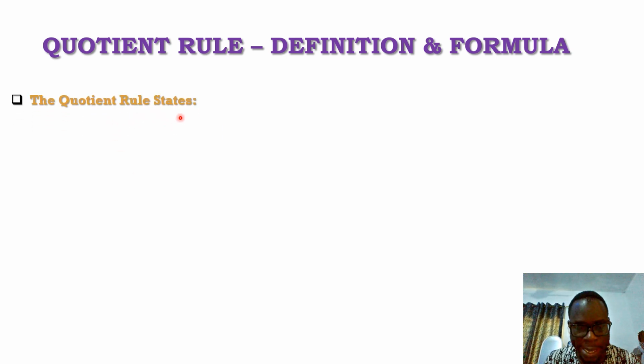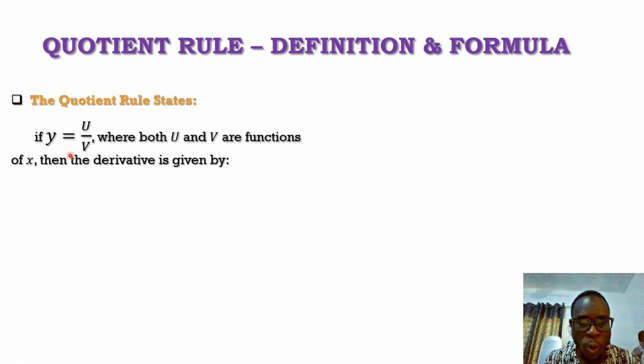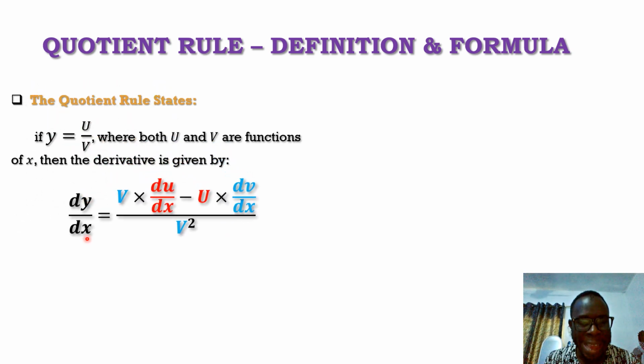The quotient rule states that if y is equal to u divided by v, where both u and v are functions of x, then the derivative is given by dy/dx. It means we are going to differentiate y with respect to x. Since u and v are both functions of x, dy/dx is equal to v times du/dx, where v is the denominator, minus u, which is the numerator, times dv/dx, all divided by v squared.